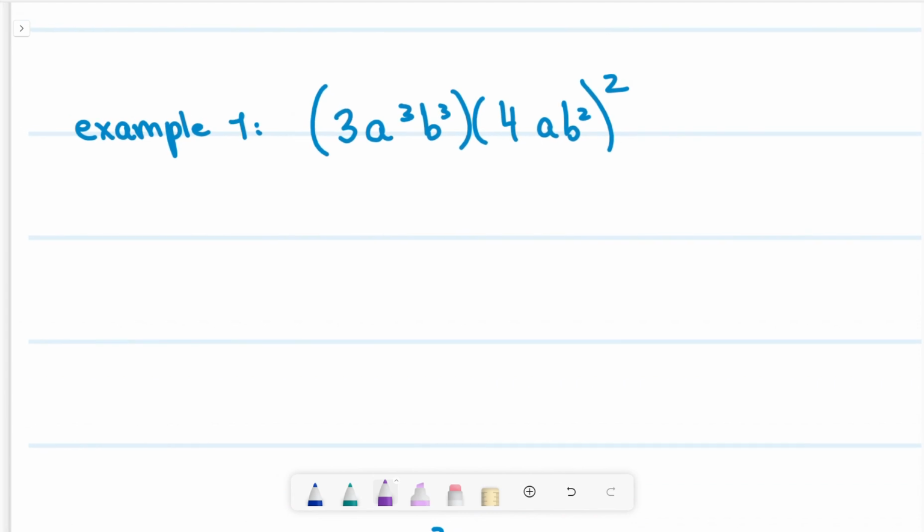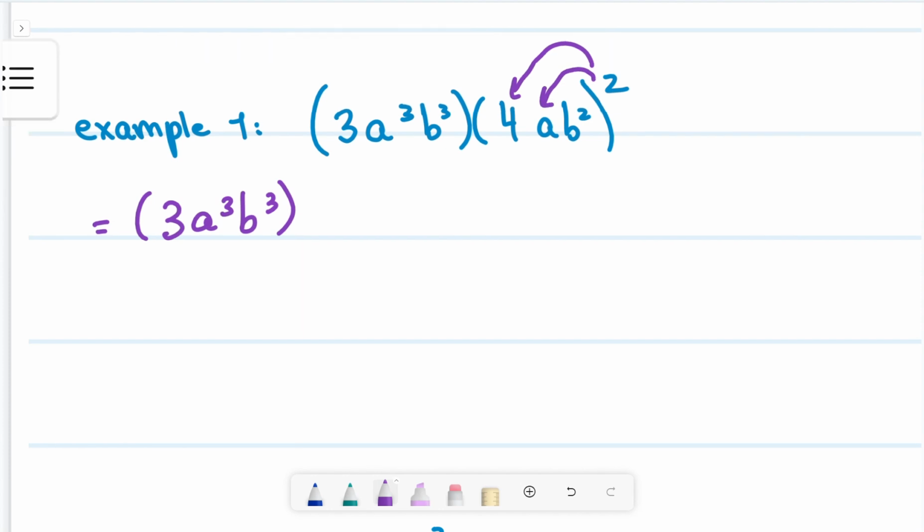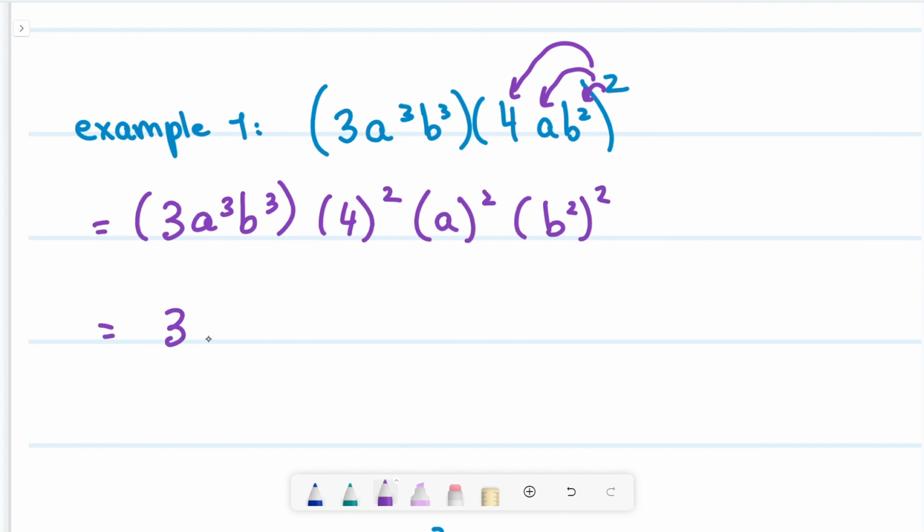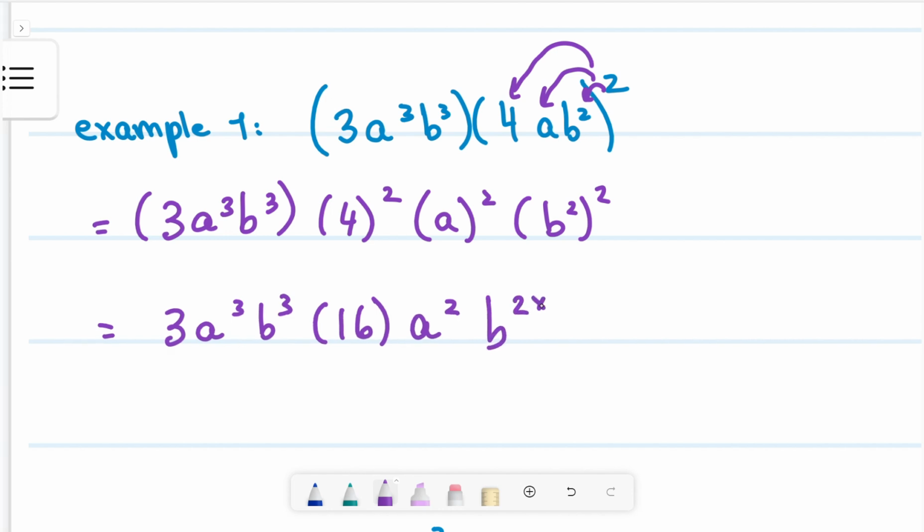So our first example: 3a cubed b cubed times 4ab squared, all squared. I will start by making the 4, the a, and the b squared, I will square them too. So 4 becomes 4 squared, the a becomes a squared, and the b squared all squared. Next, I will write the 4 squared as 16, and b squared all squared is the same as saying b to the power of 2 times 2, so b to the power of 4.